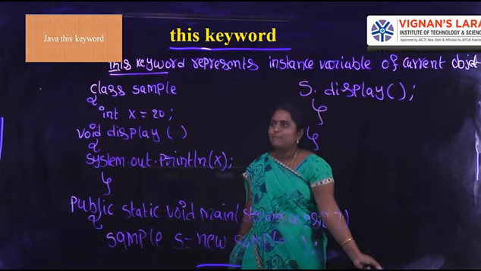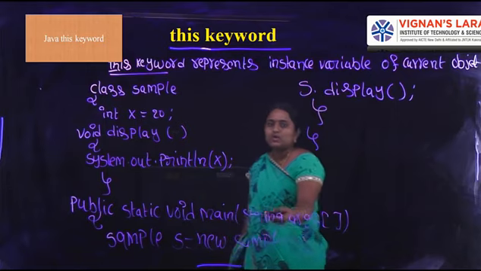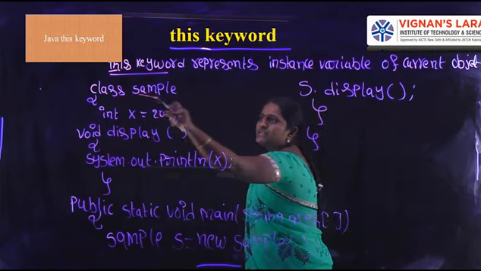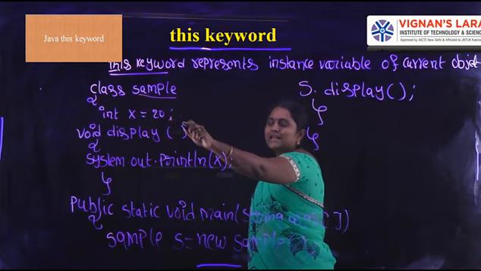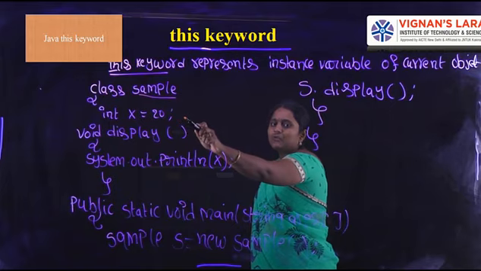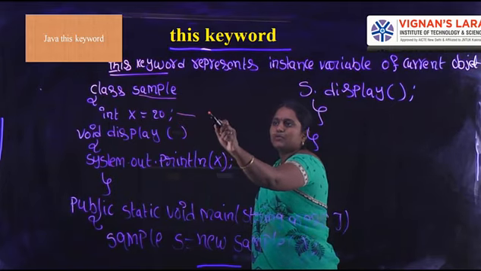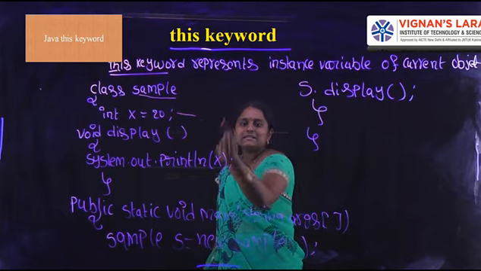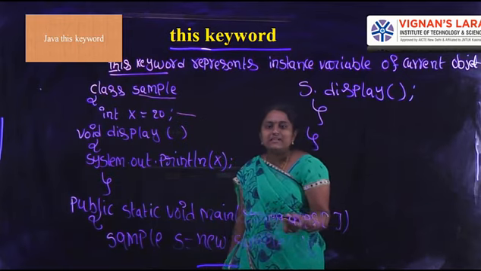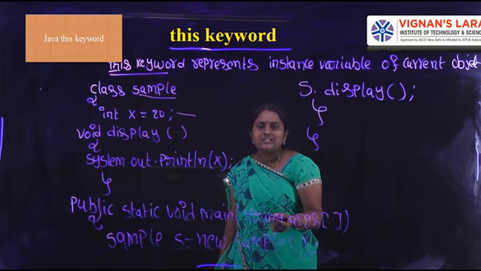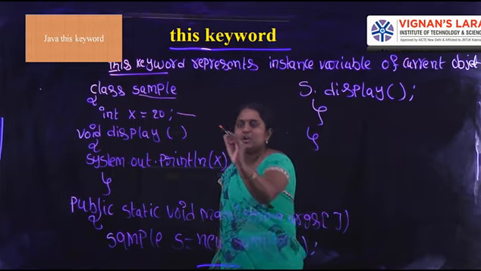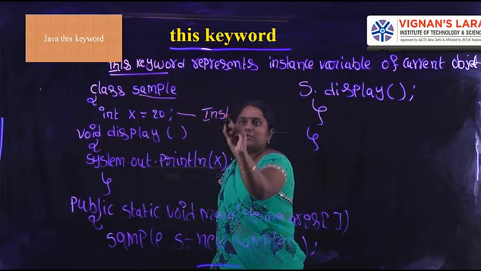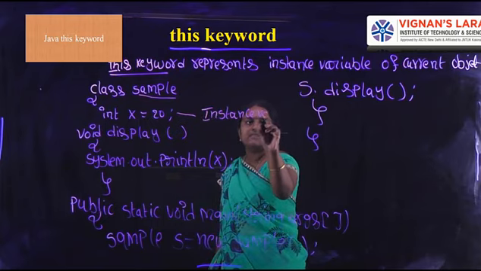Okay, I will explain one by one. All of you observe this program. Here Sample is our class name. In this class I am declaring one variable. Here x is a variable of integer data type. At the declaration stage I can initialize the value of the variable. So x is which variable, an instance variable or a local variable? It is an instance variable. What is an instance variable? Any variable declared within the class is called an instance variable. So x is an instance variable.